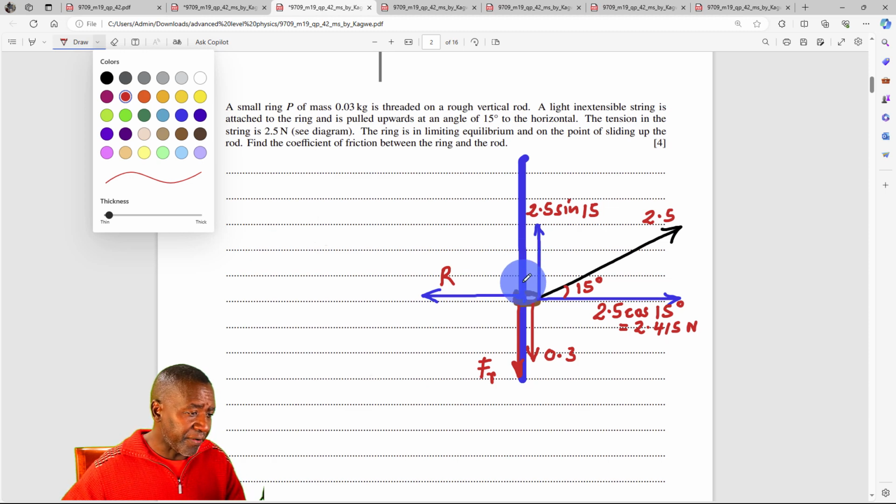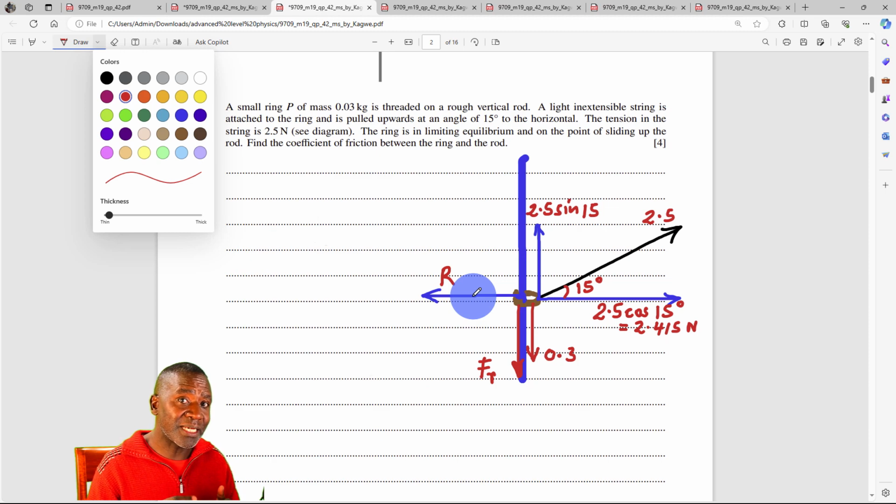Of course, the ring has a mass of 0.03 kilograms. We convert that into weight by multiplying it by g. So once we've made sure that all the forces are perpendicular to each other, for example, this force, this one, and this one, they all make a cross. We look at the state of the system. We are told that the system is in equilibrium.